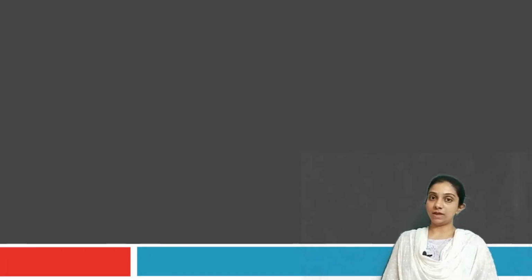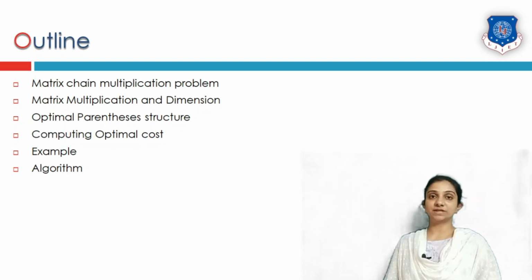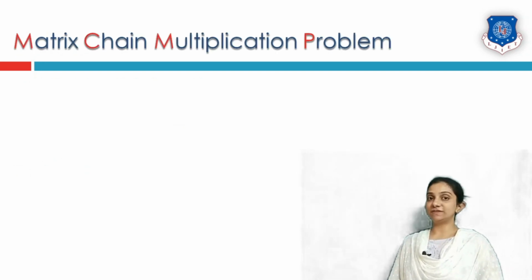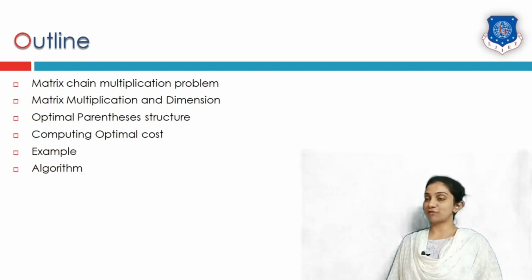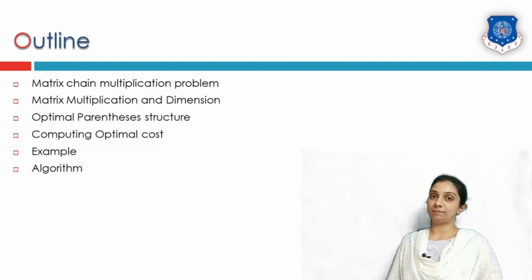We are going to see matrix chain multiplication. So let us see first today's outline. First we are going to see the matrix chain multiplication problem. Then we will see how matrix multiplications and dimensions matter. Then we will see the optimal parenthesis structure of matrix chain multiplication. Finally, we will see an example of how to compute the optimal cost of matrix chain multiplication.